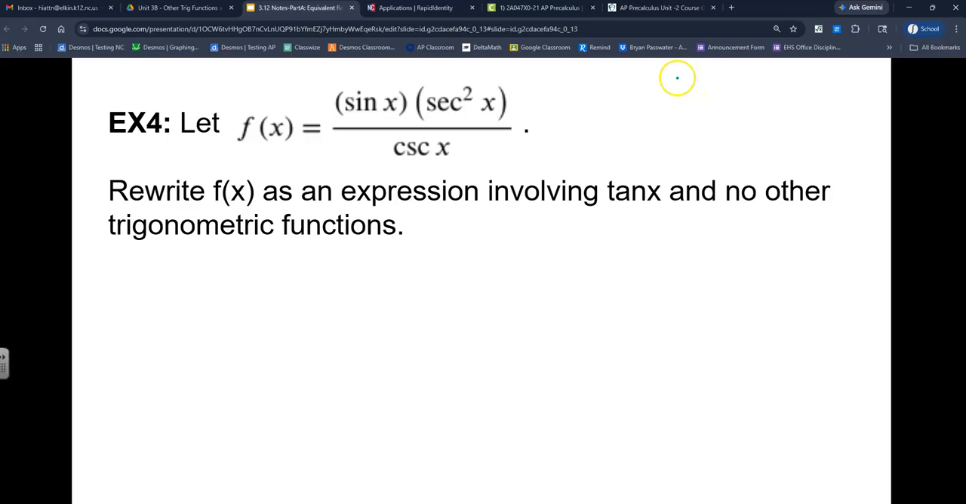Yes, you are. That's a very good question. Will said, are we allowed to do reciprocals if there is a square? Yes. Not for Pythagorean identities. Pythagorean identities have to be sine squared plus cosine squared.